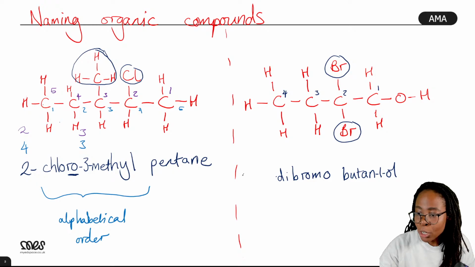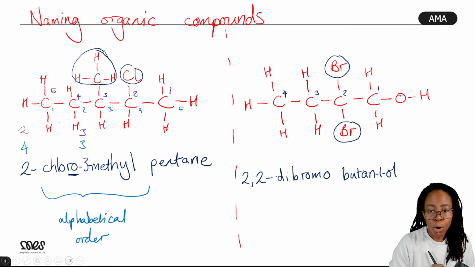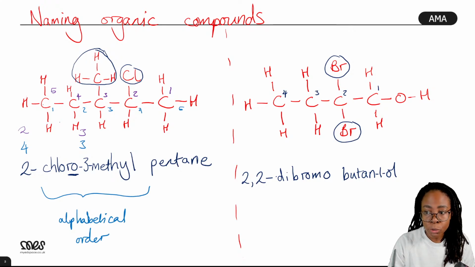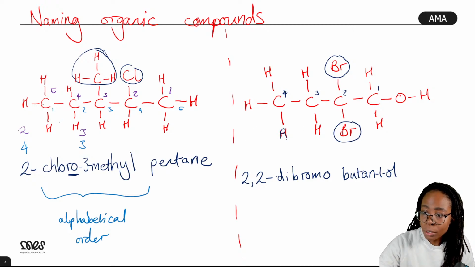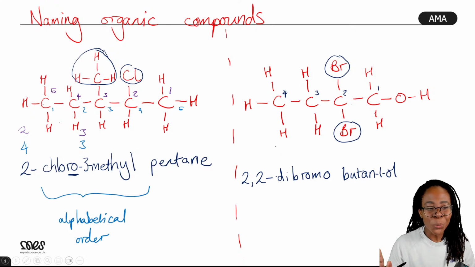So it will be 2,2-dibromo-butan-1-ol. Okay, we have to give both 2's because we have to say where both of those bromines are. Because if the bromine was over on this carbon here, then it would be 2,4-dibromo. Okay, lovely. Should we do one more name? Let's do another one.